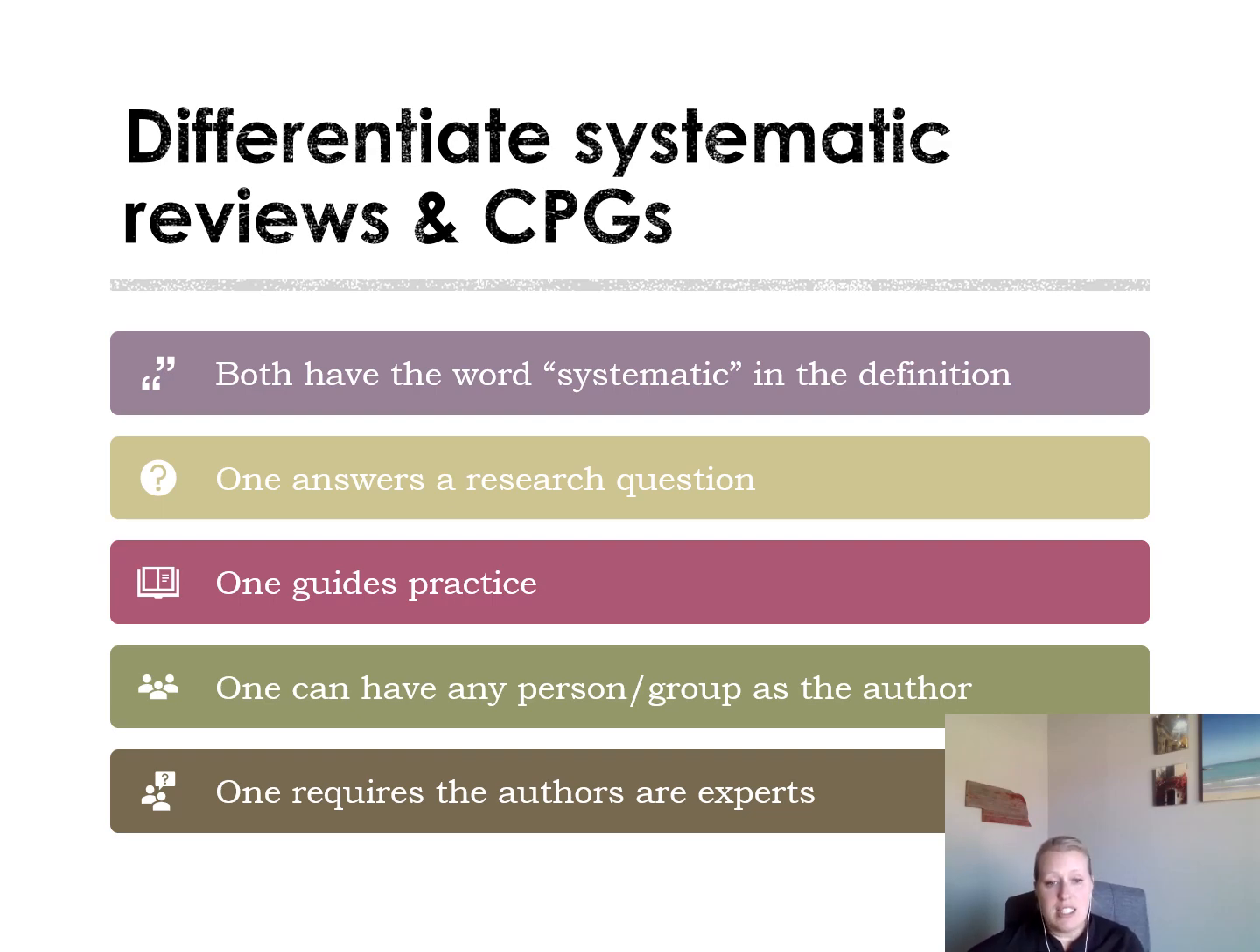Another difference is the authors. For clinical practice guidelines, you really want those authors to be expert clinicians, expert scientists in that area. And in a systematic review, as long as you know how to do a systematic review, you don't have to be an expert in that specific area because you are an expert in the methods of analyzing literature.